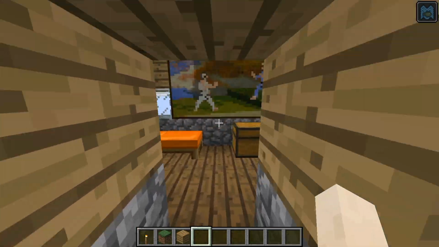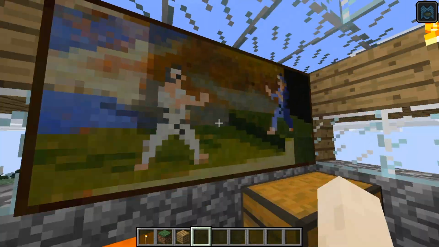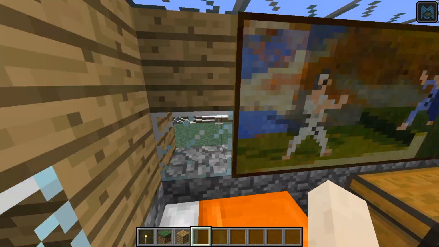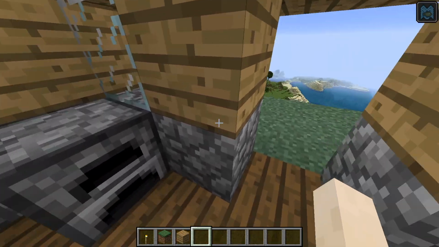So if we go in here, we will see that I have all of the essentials: a bed, a nice glass sunroof, a massive painting that is covering up part of my window here, and a little bit of a furnace to cook food and whatnot.